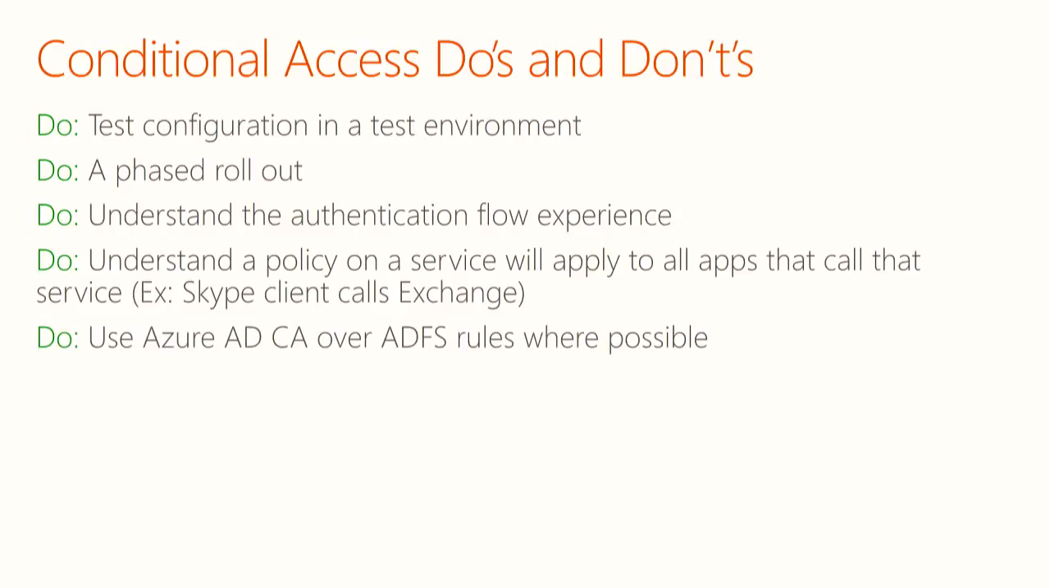Use Azure AD CA over ADFS rules where possible. So ADFS allows you to do some conditional access stuff. It allows you to determine whether or not a user can authenticate to Azure AD, but it can't really be granular between the applications that you leverage from Azure AD. But it can take into account things like network location, stuff like that. But once you do that, that change impacts everything that you're using in Azure AD. So much better to use Azure AD conditional access, which gives you that granular control at a per application level.